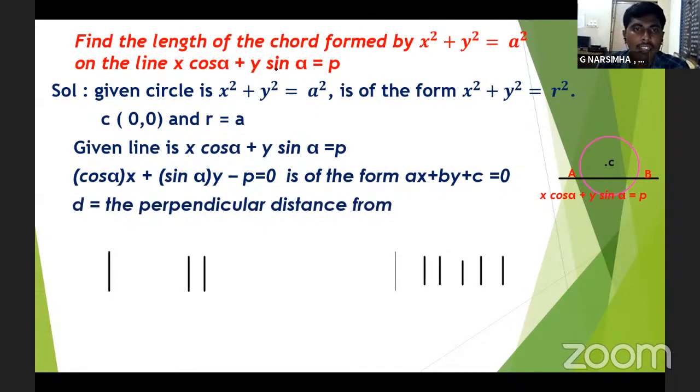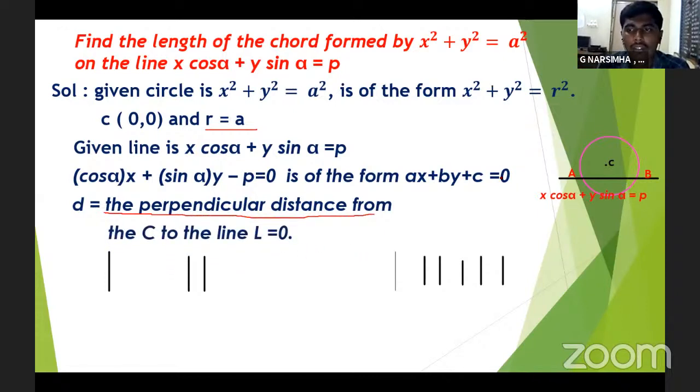We know already the length of chord is formulated as 2 root r square minus d square, which we have already discussed, where r is the radius of the circle, and d is the perpendicular distance from center of the circle to the line L is equals to 0. Here, this is the radius r, and this is also radius r.